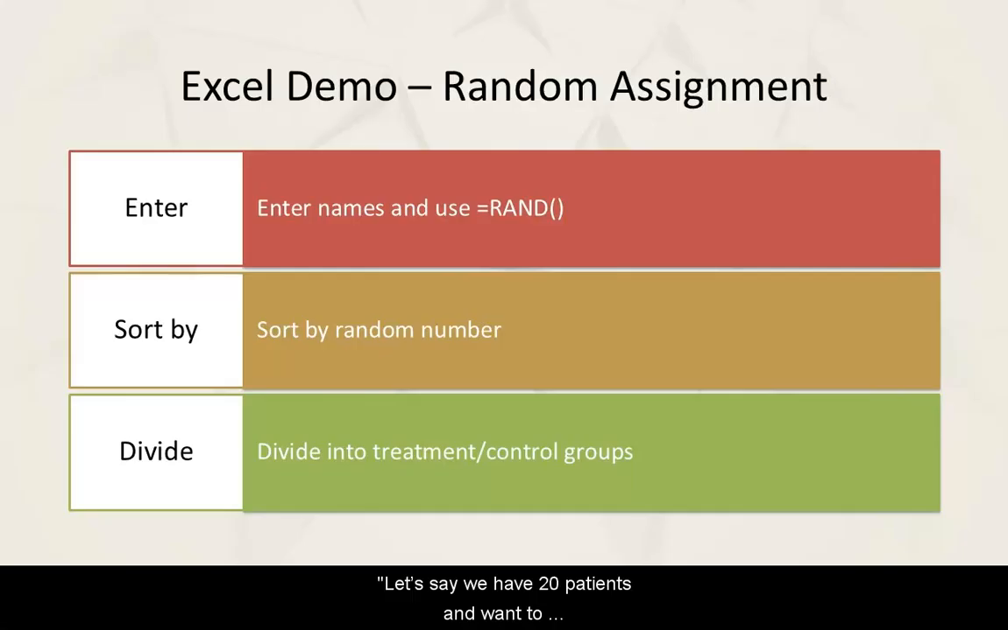Let's say we have 20 patients and want to randomly assign 10 to treatment, 10 to control. Enter names in a column. Next to them, use equals rand. In Excel, sort the random numbers. Assign the top 10 to treatment, bottom 10 to control. This simulates randomization, a key to reducing bias.